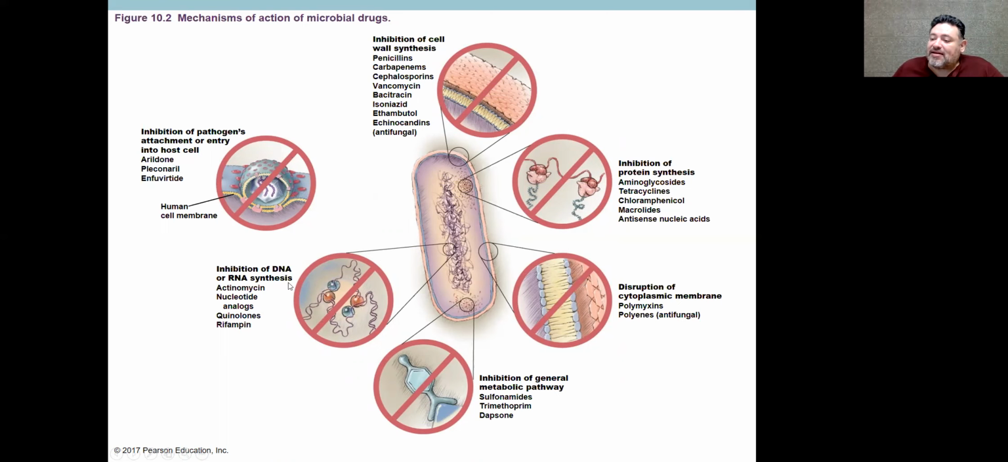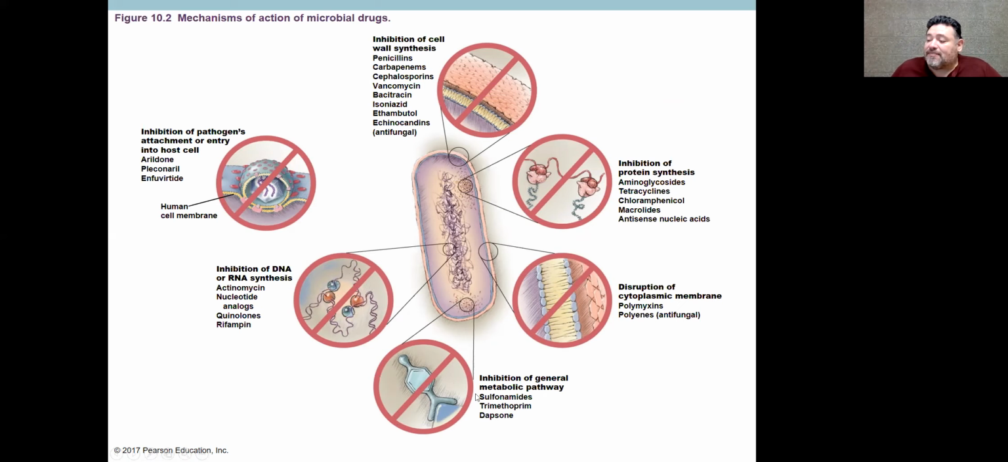We might inhibit the synthesis or production of DNA and RNA. That stops the central dogma from the beginning. And by central dogma, I mean DNA to RNA to protein. So you cannot make the proteins necessary for life if you cannot synthesize the nucleic acids that are DNA and RNA. So that is one way to stop microbial growth.